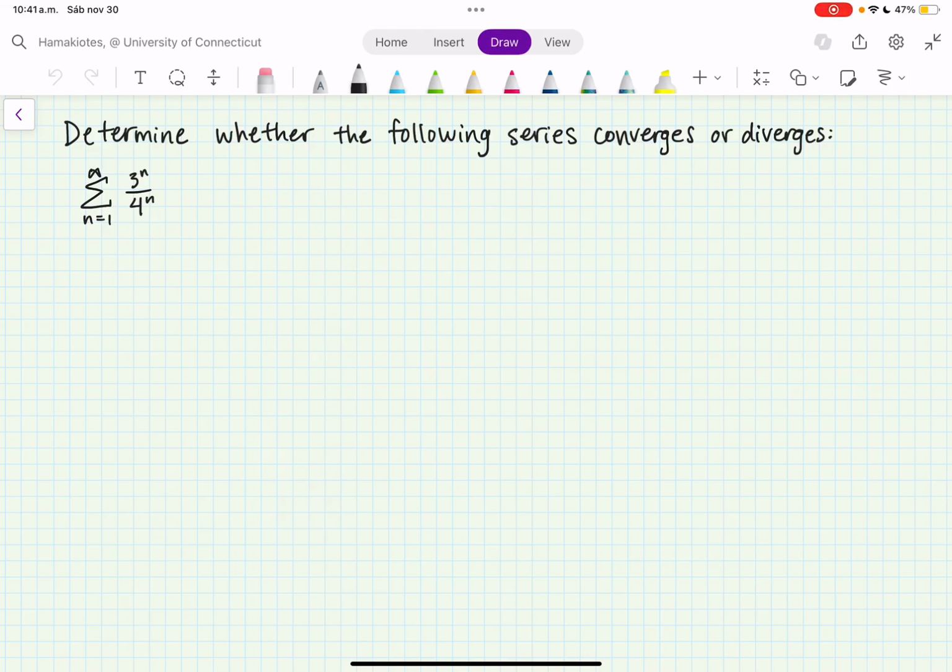In this video, we are going to determine whether the following series converges or diverges. So here we have the sum from n equals 1 to infinity of 3 to the n over 4 to the n. So it is very tempting to write this as the sum from n equals 1 to infinity of (3/4) to the n. So when you see this, you might automatically think, okay, geometric series test. So let's review what that says.